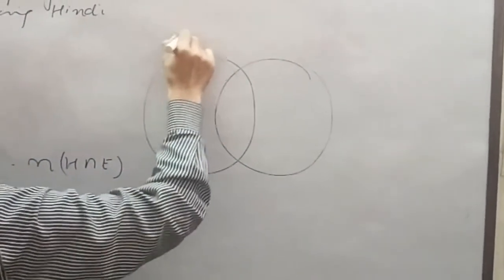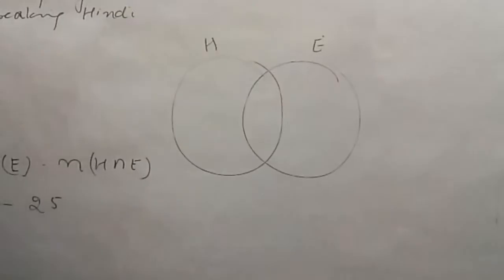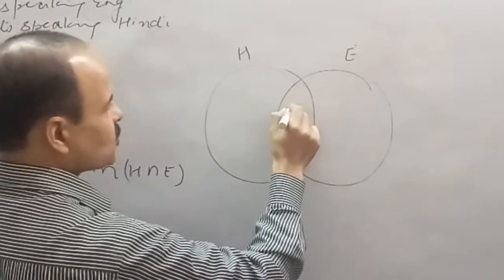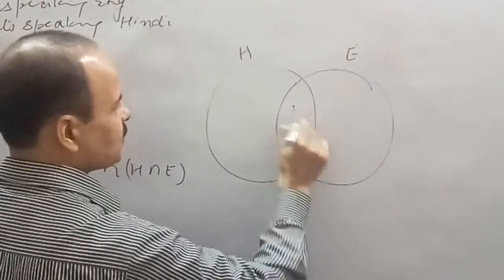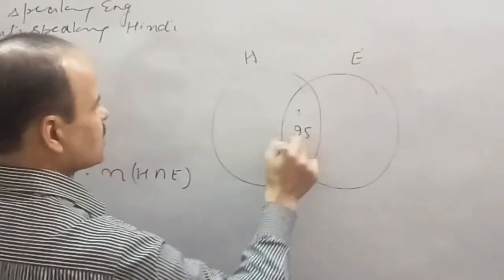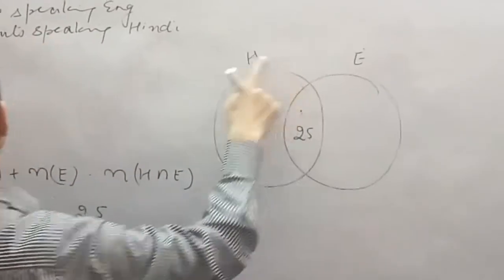This I am taking as Hindi, this I am taking as English. First we will fill the common portion. Common portion is given 25. Both students are speaking this language. 25 students are speaking both the languages.